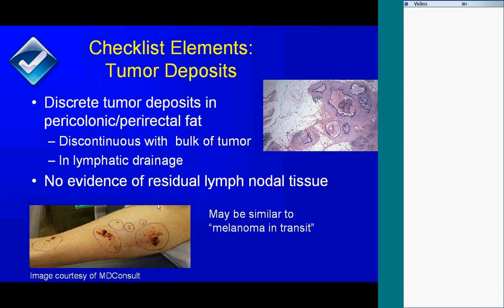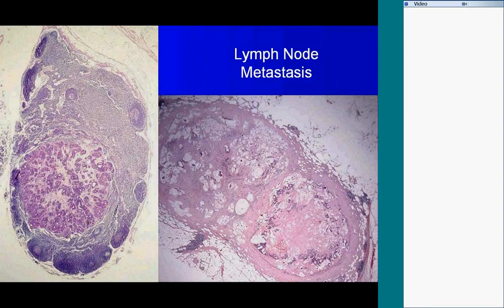And the problem comes in as to how should these be factored into the staging system. There are even some individuals who advocate that they should be considered equivalent to metastatic disease. Most of us are not there yet, but we do agree that they are probably an aggressive feature.